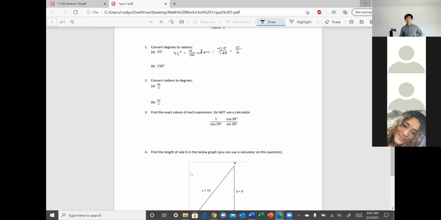How do you want us to show our work for finding something like sine of 60? You can just write the answer. We did it in class already, so you can just write the answer. The quiz is supposed to be simple, so do not overthink it. If you can get the answer in one step, just get it in one step. Don't worry about it.